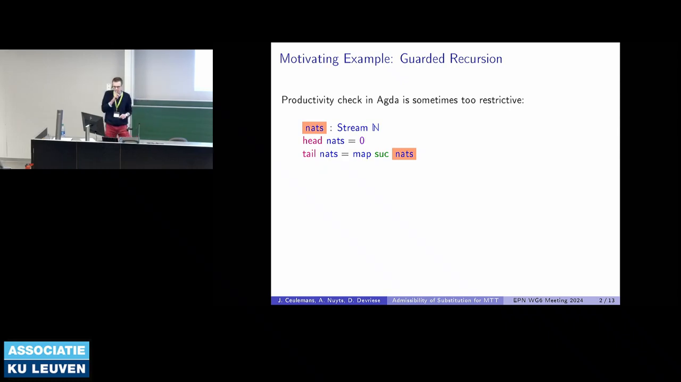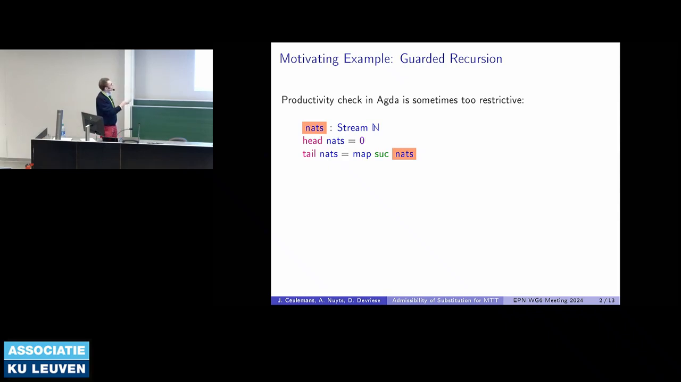Here we're trying to define an infinite stream of natural numbers in Agda. It's just a stream 0, 1, 2, 3, etc. So how is it defined? Well, we say the first element is 0, and then the rest of the stream is obtained by mapping the successor function to the stream nats that we are actually defining. So it's a co-recursive definition.